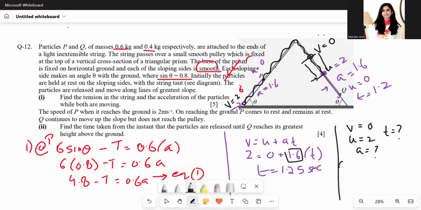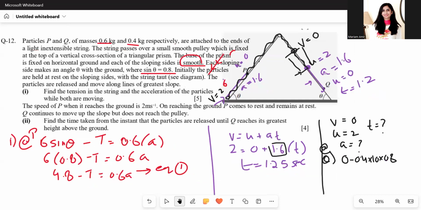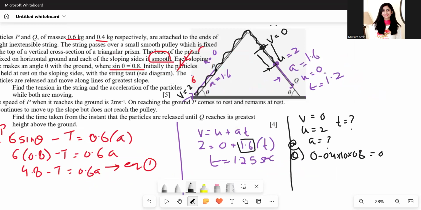So again, let's apply Newton's second law at Q. So at Q, forward force of T is now 0. Backward force is the same, mg sine theta. M is 0.4, g is 10, and sine theta is 0.8, equals ma. So 0.4 times a. This gives us an acceleration of minus 8 meters per second squared. So acceleration is minus 8.